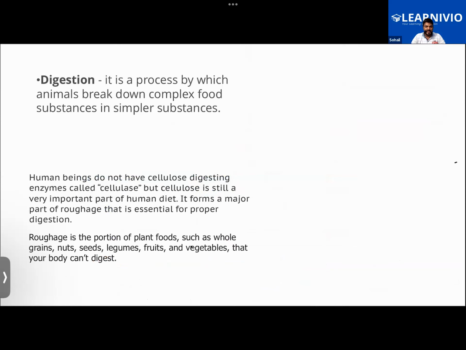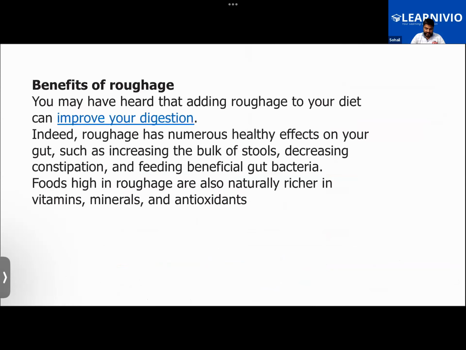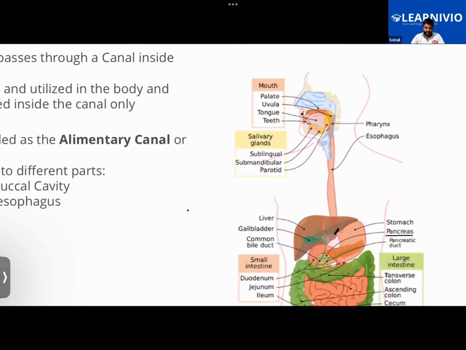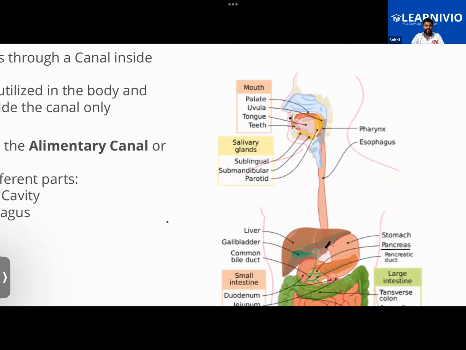Getting it, guys? So first of all, what happens? The food that you eat passes through the food canal in our body. In our mouth, you can see over here, there's a cavity via which the food goes, and then the food passes into this tube-like structure that you're seeing over here. This is called the esophagus, which is basically nothing but the food pipe. Another name for it is esophagus.